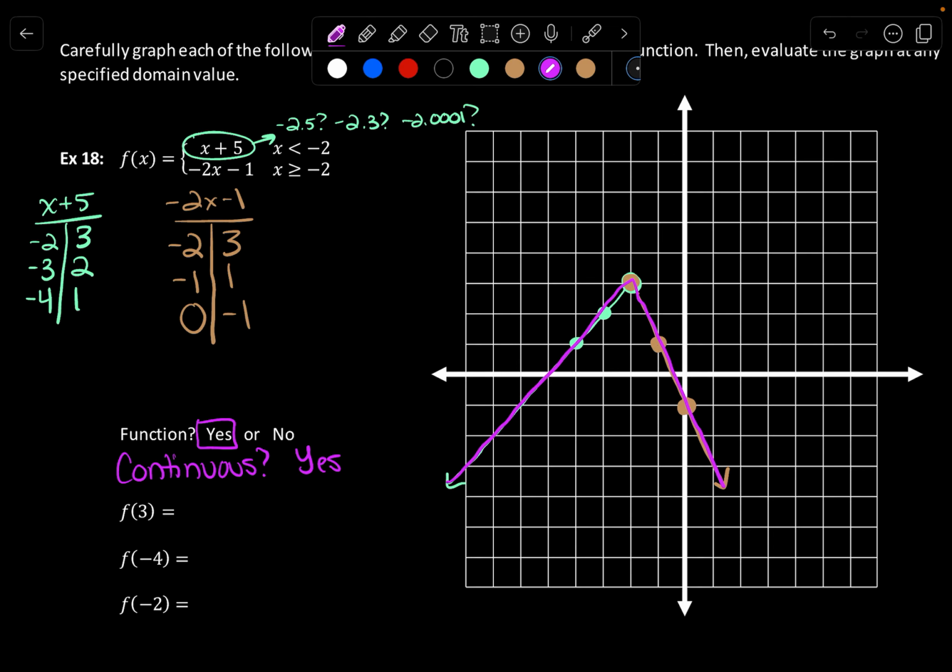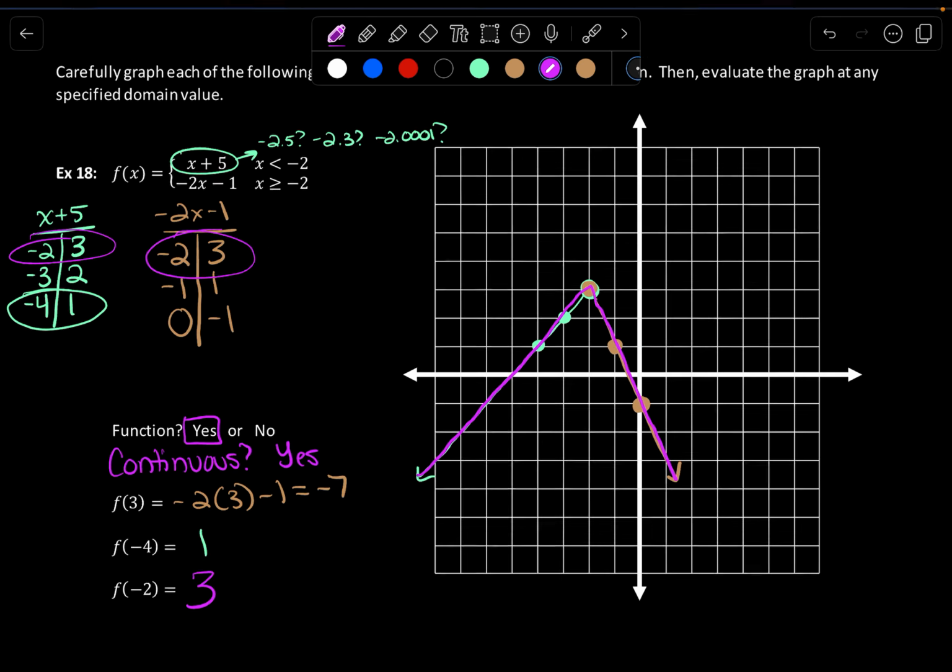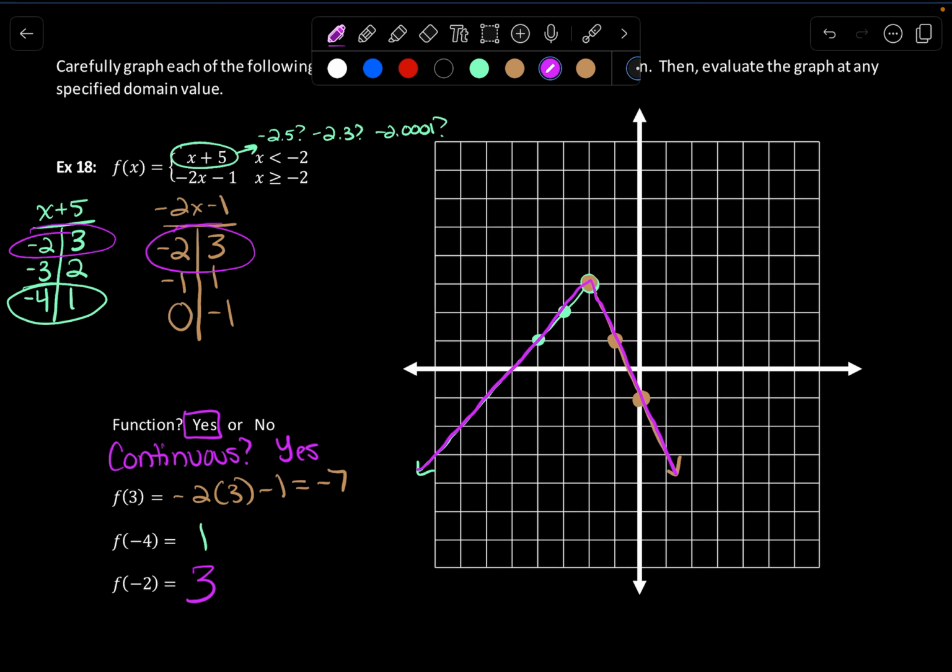All right. Now evaluating f of 3. For f of 3, we want to use the piece for when x is greater than or equal to -2. So we're going to use -2x minus 1. So -2 times 3 minus 1 is equal to -7. F of -4, we'll use x plus 5, and we already solved for it, so it's going to be +1. F of -2. Usually I would say just focus on the one that it is actually equal to -2, but because we ended up with both of them being the same, we can use either one. We'll use the bottom one, but graphically you can use that point at 3 as well.